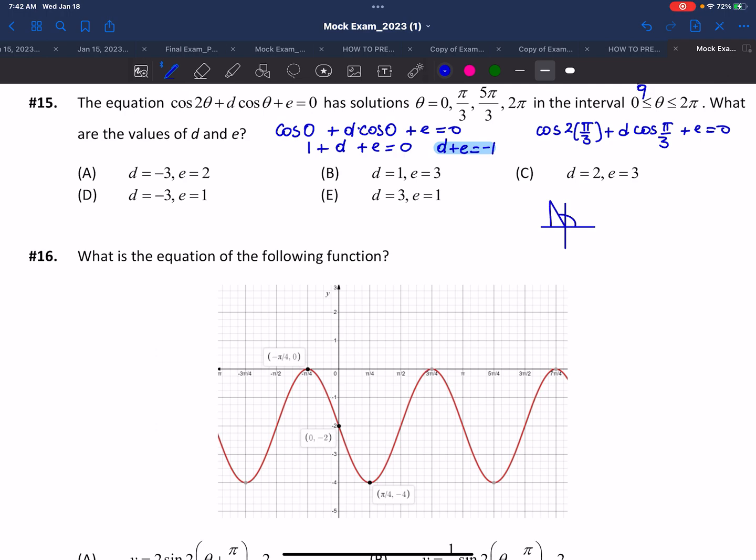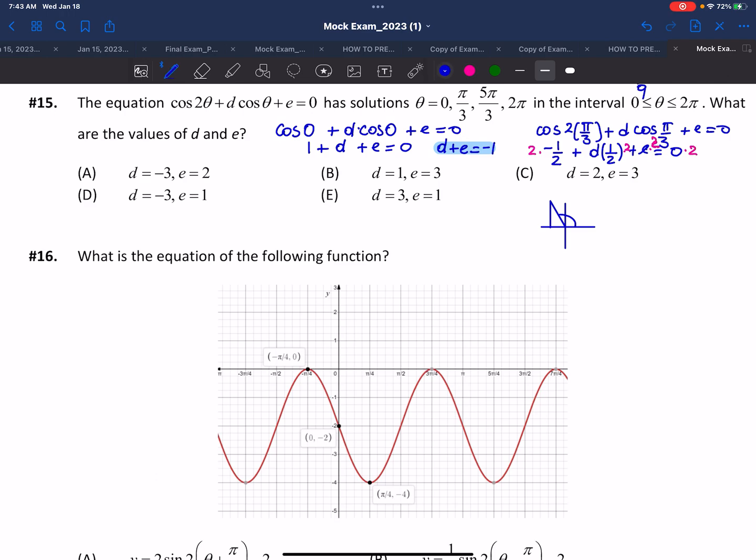The cosine of 60 is 1/2. The cosine of 120 is negative half. So this will make negative 1 over 2, then plus d times cosine of pi over 3, which is 1/2, plus e equals 0. As you can see here, we have a denominator of 2. So we can eliminate the denominator by multiplying every term in the equation by 2, both sides.